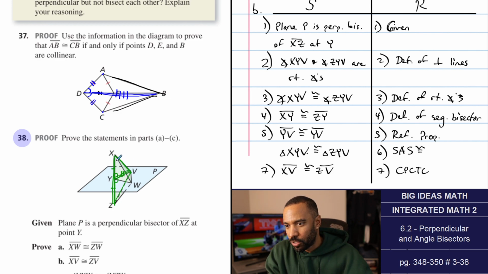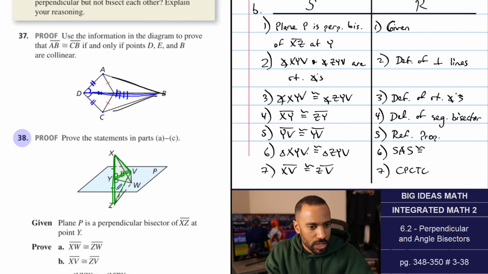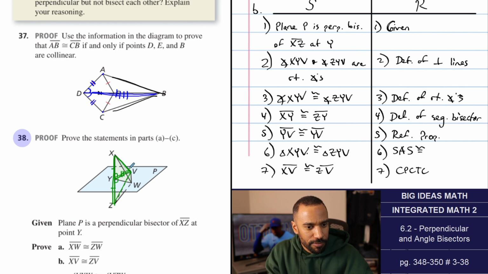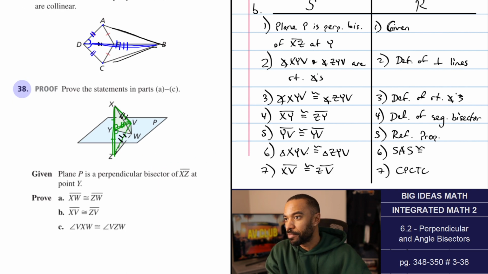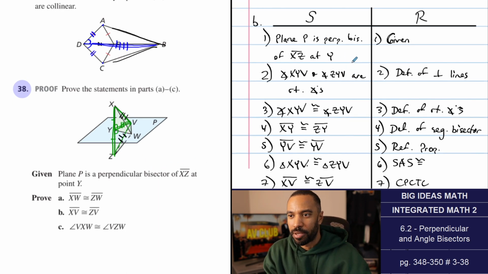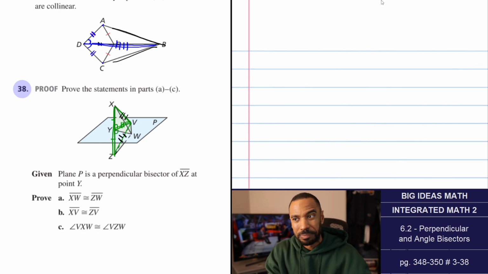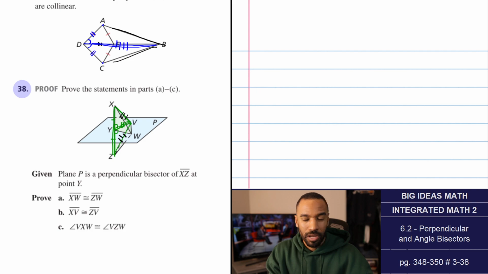Now I have triangle. Oh, there's a 6 missing. Triangle XYV is congruent to triangle ZYV. So here's XYV and here's ZYV by side angle side. That's the same. And now segment XV is congruent to segment ZV by CPCTC. Yeah, exact same thing. Perfect. I got to copy and paste, and it's the same exact thing. Why they enforce that on you, I don't know.